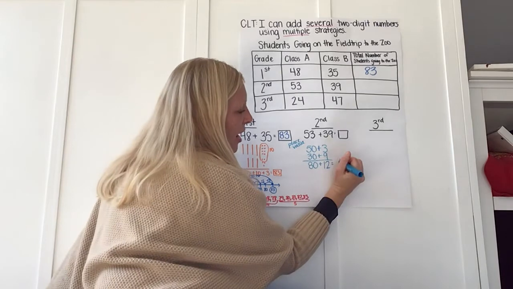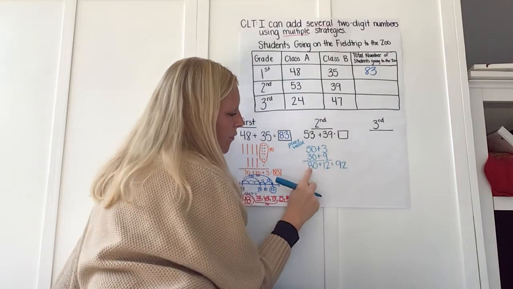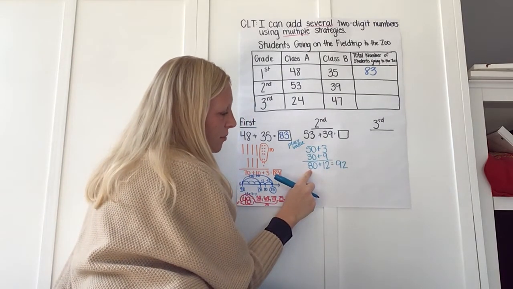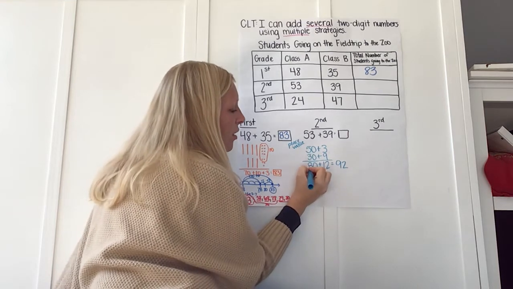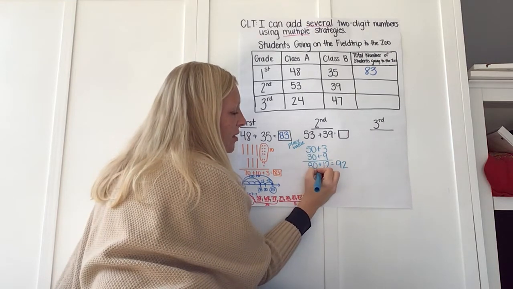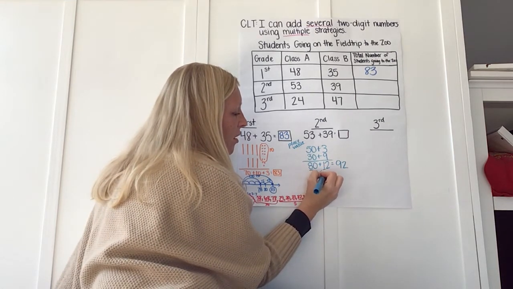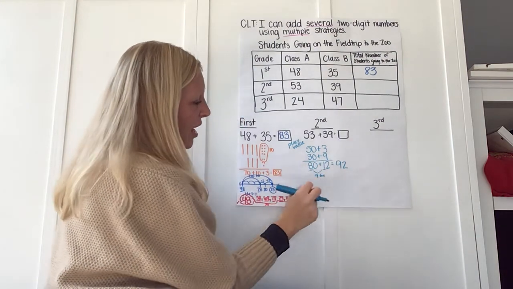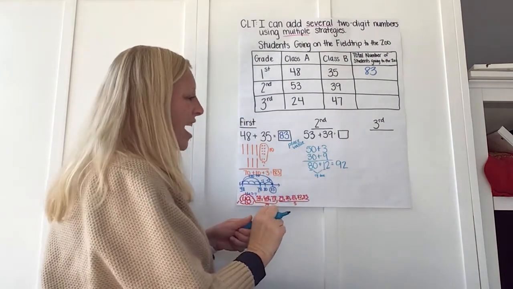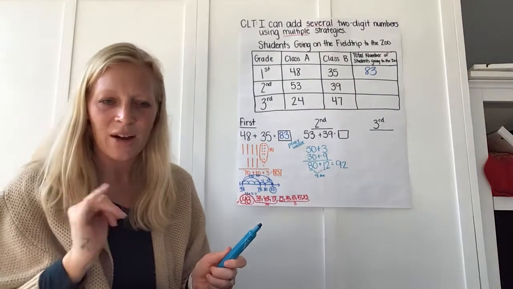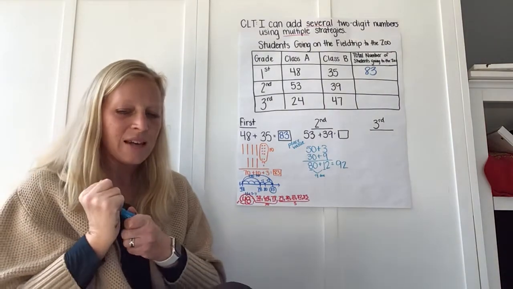How did you get 92 if there's only an 8 here? You had to add that tens place. 8 tens and 1 ten is 9 tens. Okay, so 92. Who else got 92? Wiggle waggle. Ooh, not everybody did it this way.